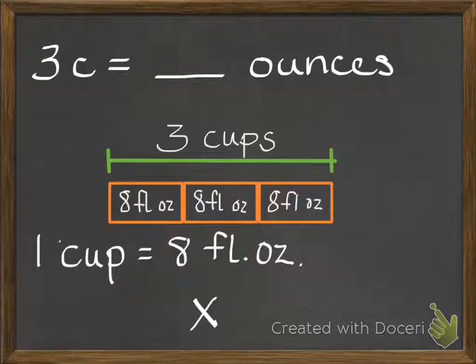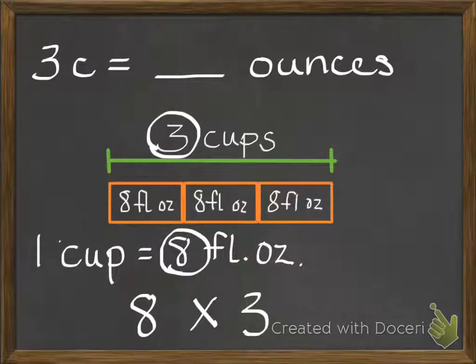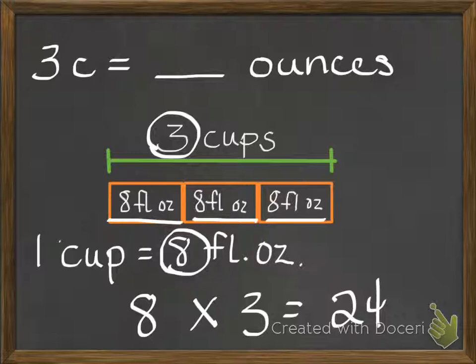Now I have to know what to multiply. I'm going to multiply 8 ounces times 3 cups. Okay? So 8 times 3. 8 times 3 equals 24. I could have just added 8 plus 8 plus 8, which is the same as 8 times 3, but I want to use multiplication because I want to remember that when I go from a larger unit to a smaller, I'm using multiplication. So 3 cups equals 24 ounces, so we answered that first question.